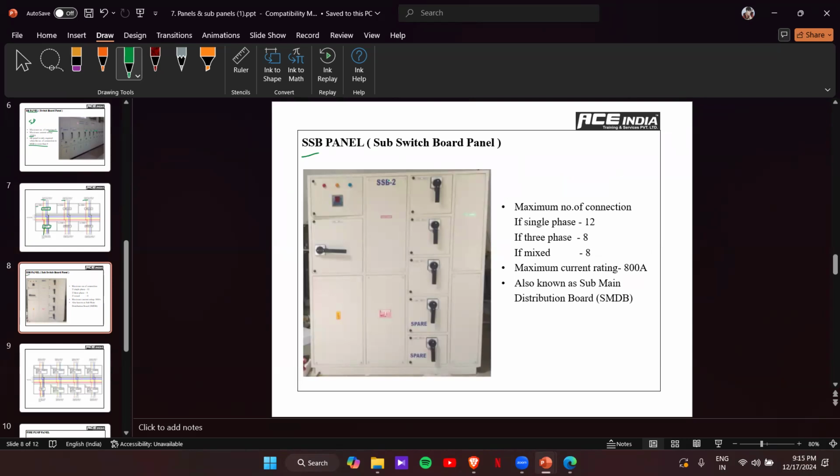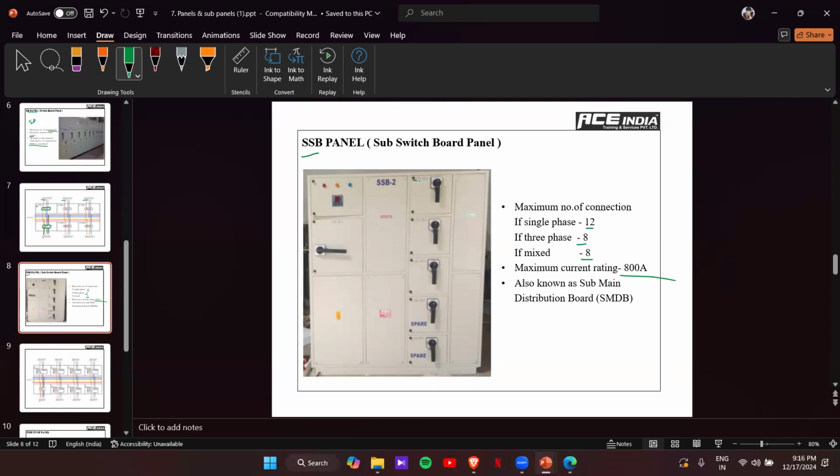SSB panel, again, from SSB, we are taking the DB connection. Okay, so the maximum DB connection you can take from one SSB is 12 if it is single phase, 8 if it is three-phase, and for mixed load it is 8. And the maximum current rating will be 800 ampere. We can also distribute floor wise. In one floor, you can have one SSB. So from this SSB, you can take all the connections from that floor.